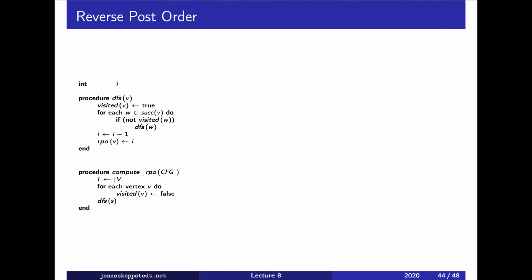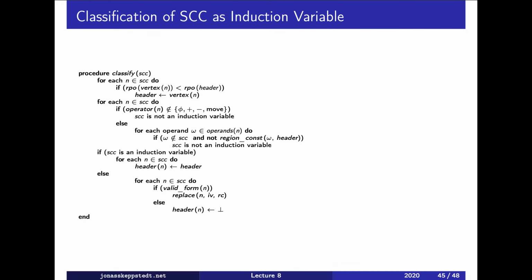The reverse post order is computed using depth first search, and the one with the least is the start. Okay, and we can use this to determine which vertex in a strongly connected component is the header. And you can think of that as the loop header. I mean the root node which dominates all other nodes in a loop.